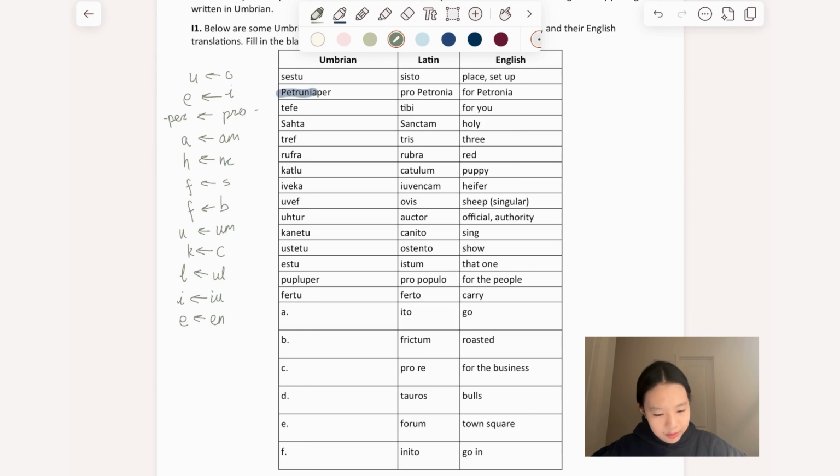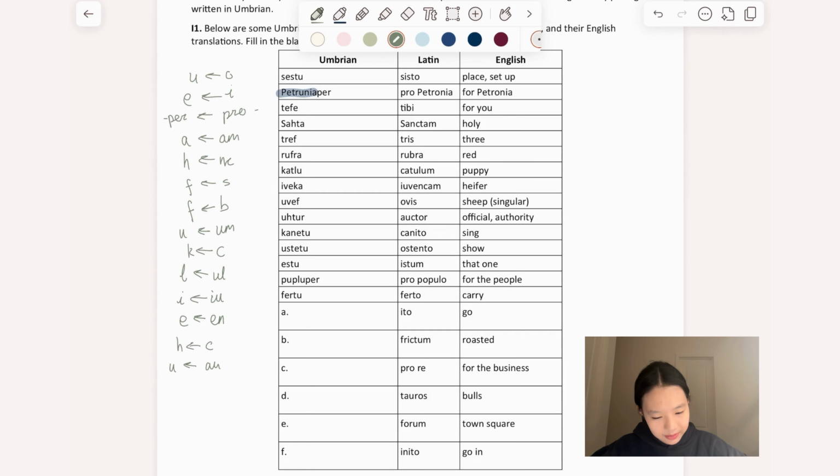And then Uchter and Octer, we also have that the O becomes a U, and we have the C becomes H, and AU just becomes a U. And then Canetu and Canito, we already have the O and the U's, we have the E and the I, and we also have the C and the K. So that also just reaffirms what we already saw. And then Ustentu and Ostento, we have the U's become O's, and the EN becomes an E.